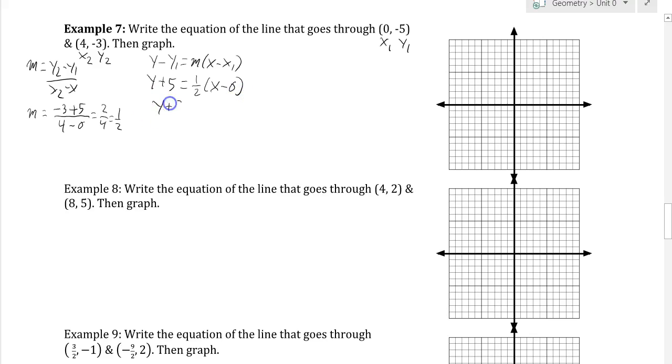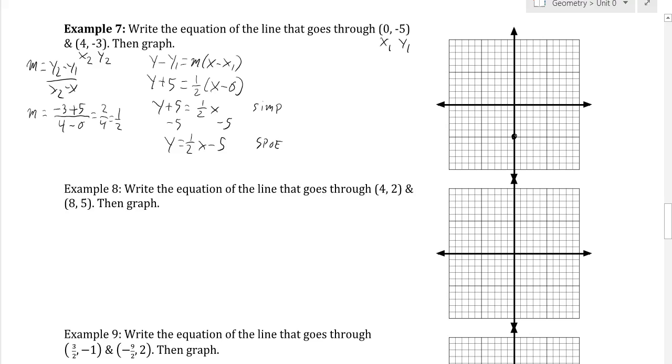So y plus 5 equals 1/2 x. Subtracting 5 from both sides. And y equals 1/2 x minus 5. We simplified by taking x minus 0 and making it just x, and then we use the subtraction property of equality to subtract 5 from both sides, so that we can graph using y equals mx plus b.